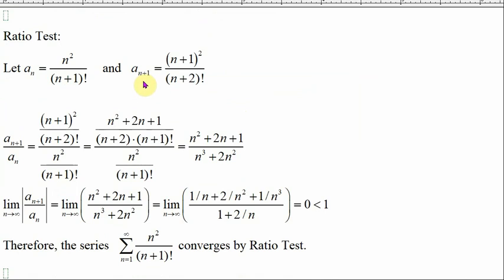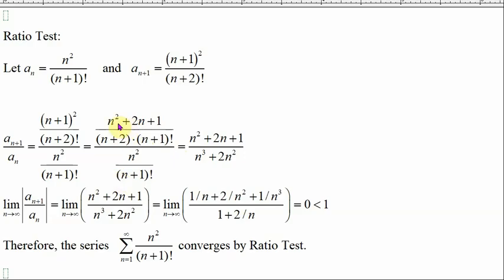A sub n plus 1 is (n plus 1) squared over (n plus 2) factorial. The ratio of a sub n plus 1 and a sub n will be this expression over this expression. (n plus 1) squared is n squared plus 2n plus 1. And then (n plus 2) factorial, we can rewrite as (n plus 2) times (n plus 1) factorial. This factor (n plus 1) factorial and this factor (n plus 1) factorial will cancel each other out.